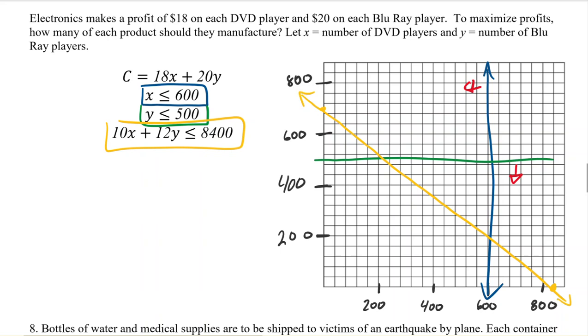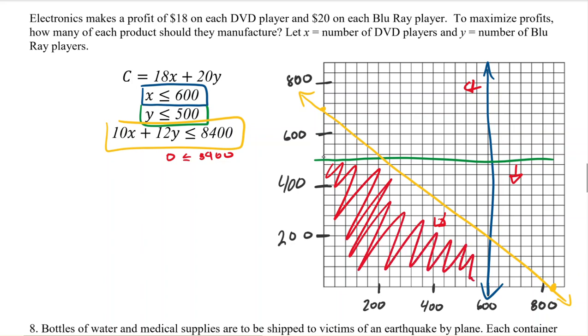Looks like so. And so, what are our vertices? Looks like we've got, oh, we want to be below this line because 0 is less than or equal to 8,400. So that's true, so we want to be on the 0 side. So where would we be? Everything in here.